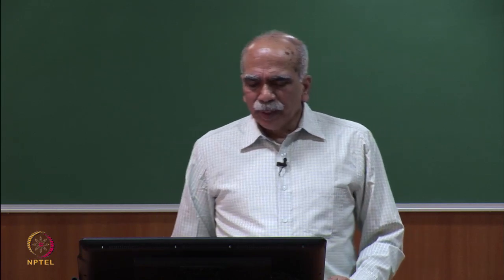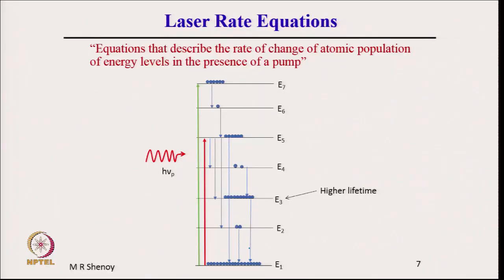Okay. So, I have been mentioning laser rate equations. So, what are laser rate equations? Laser rate equations are equations that describe the rate of change of atomic population of the energy levels in the presence of a pump. Here pump normally we refer to an external excitation mechanism. So, here is a general atomic system with several atomic energy levels. Of course, they are not equally separated, it is just qualitatively shown as E1, E2, E3.